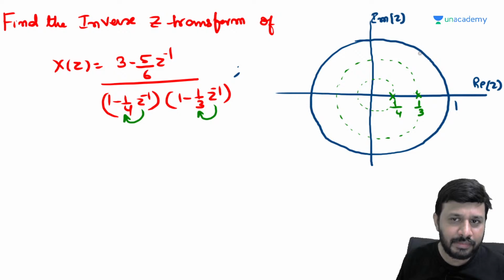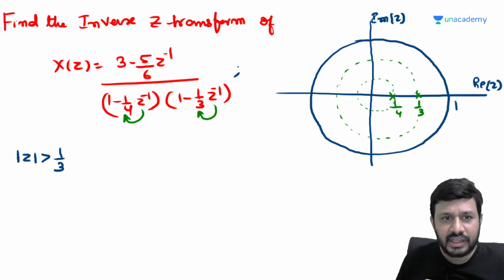ROC from 1 by 4 can be outside. ROC from 1 by 3 can be outside. In which case we will take the common ROC. So mod z greater than 1 by 3. This could be one possibility, in which case ROC lies outside of the outermost pole.